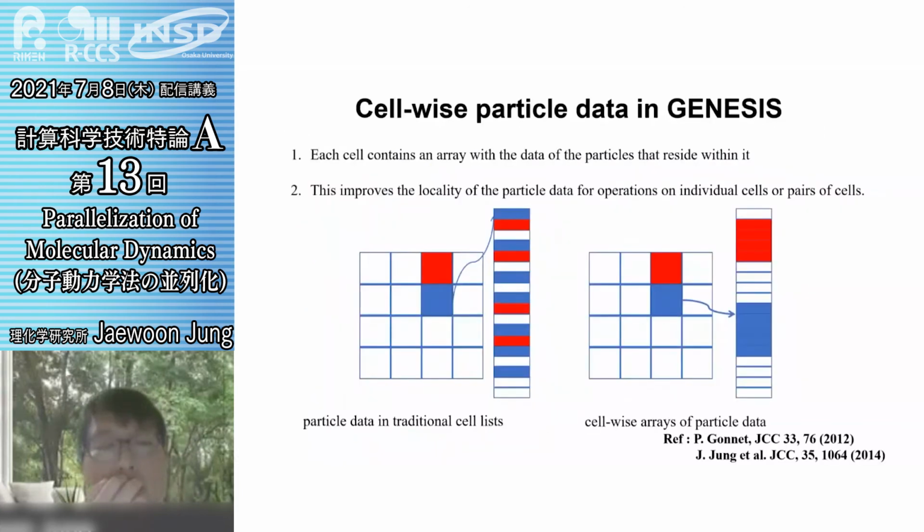In Genesis, for each particle, the data is saved in memory in this way. Particles in the same cell are also close to each other in memory. We found that this kind of optimization is very important to make use of memory in an efficient way.